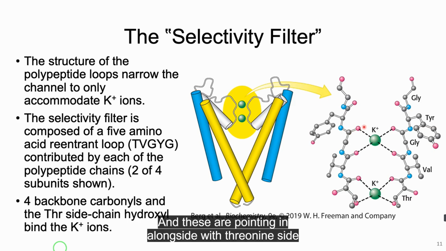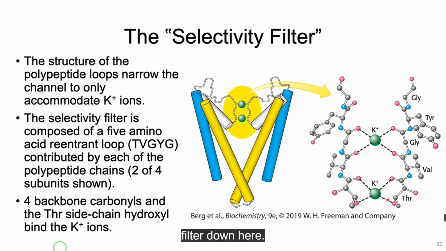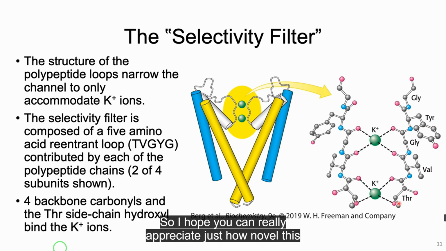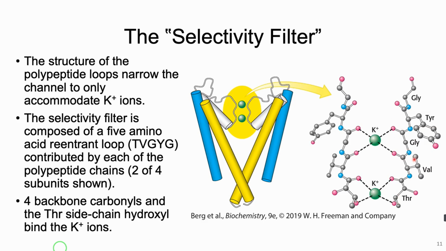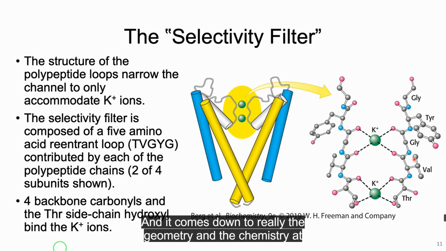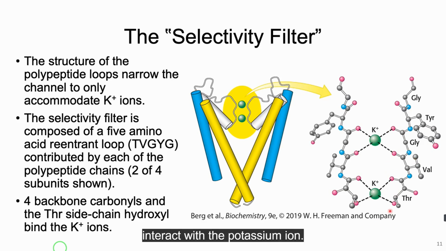And these are pointing in alongside the threonine side chain hydroxyl, which is actually at the bottom of the filter down here. And these are going to be playing a role in that selectivity filter, so I hope you can really appreciate just how novel this finding was. Okay, nobody really expected it to be the backbone of the polypeptide that was playing a role. Okay, and it comes down to really the geometry and the chemistry at play, which really allows these functional groups to interact with the potassium ion.